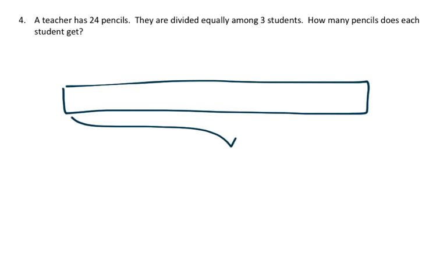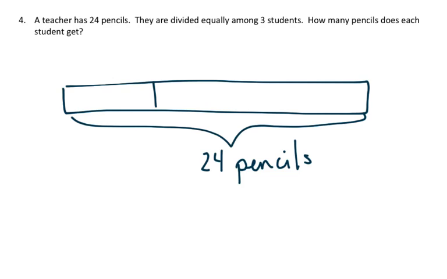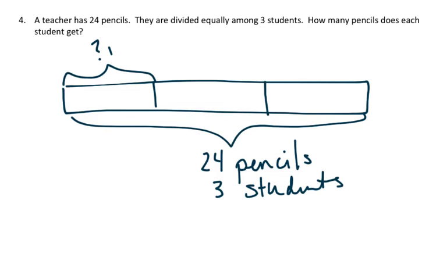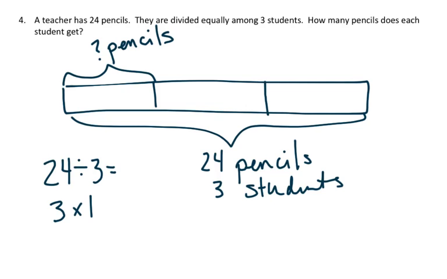This whole thing represents 24 pencils. And I'm going to just pretend those are even. Those are going to be 3 students. And so we want to know how many pencils would one student have, okay? So the division problem for this is 24 divided by 3 is how many, okay? Again, if we can write it this way, 3 times some number is 24.